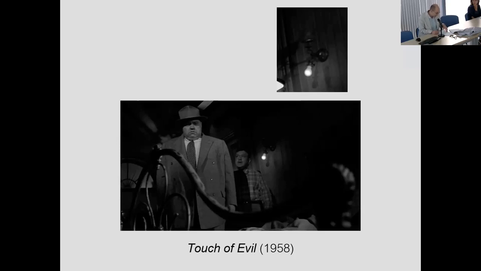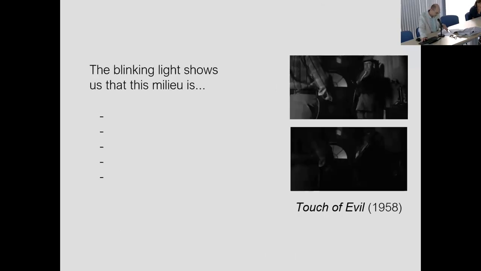Instead, the primary light comes from outside, from another staple, the blinking sign. Of course, the blinking light tells us right away that the scene takes place in the middle of the night, but it tells us quite a bit more too. Here are five other things we learn about the blinking light.